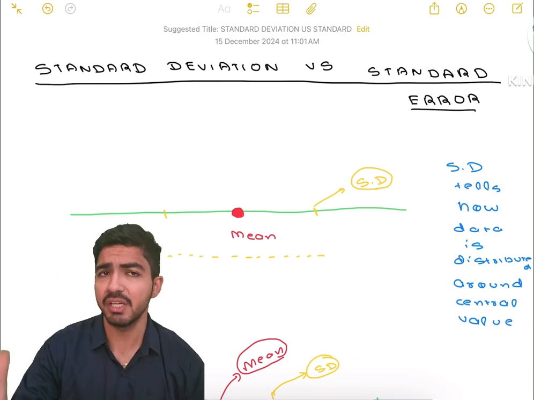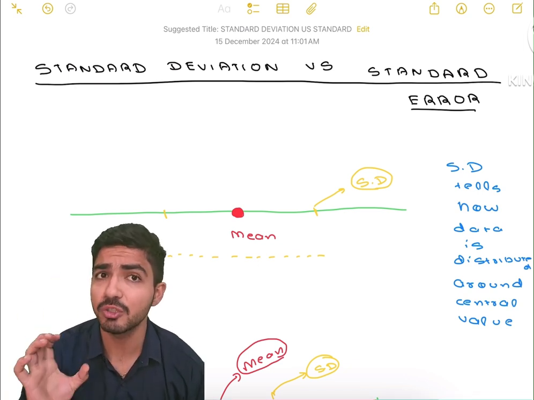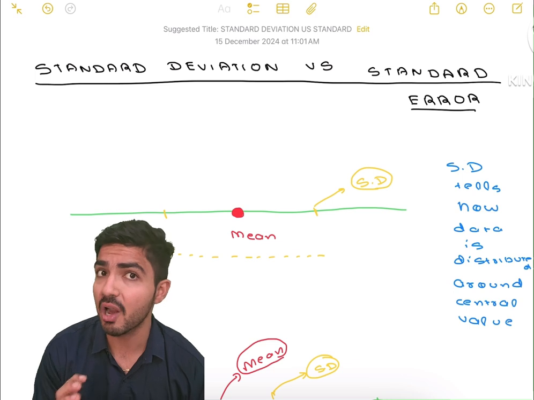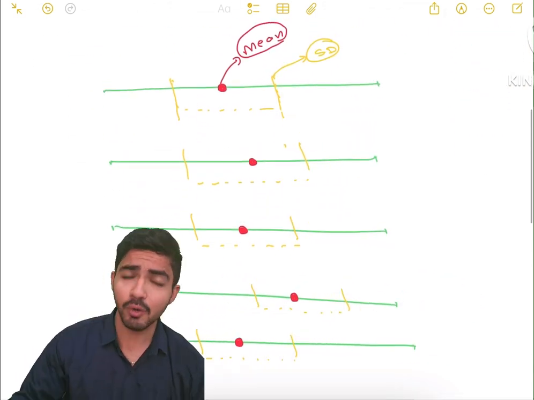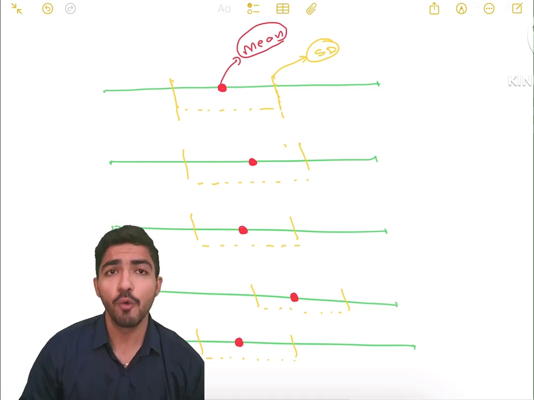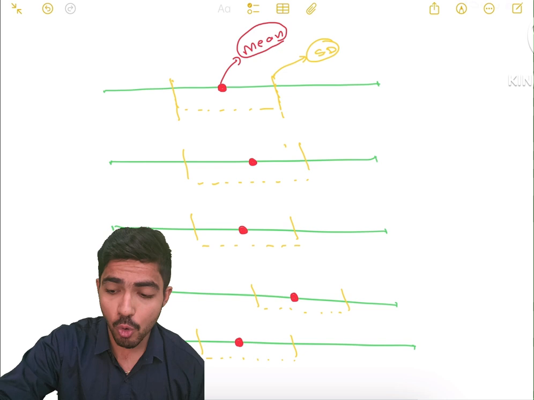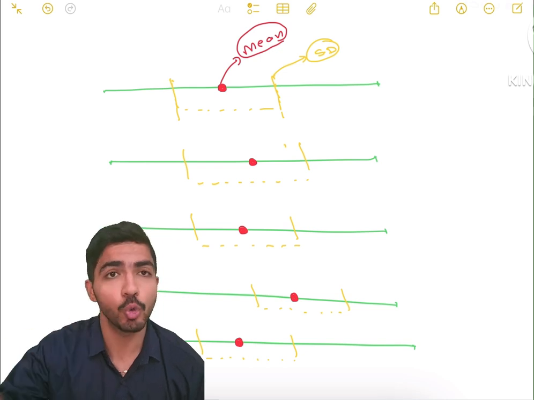On both sides there were standard deviation. Standard deviation tells me how the data is distributed around the central value. My next step was I have taken 5 samples like this, 5 observations like this of 15 students each. This is how mean looks like in each observation.